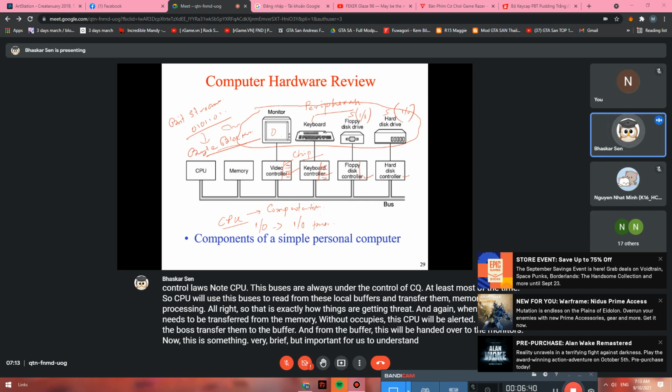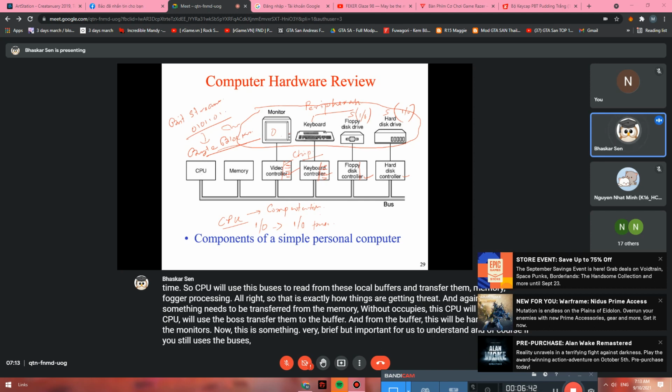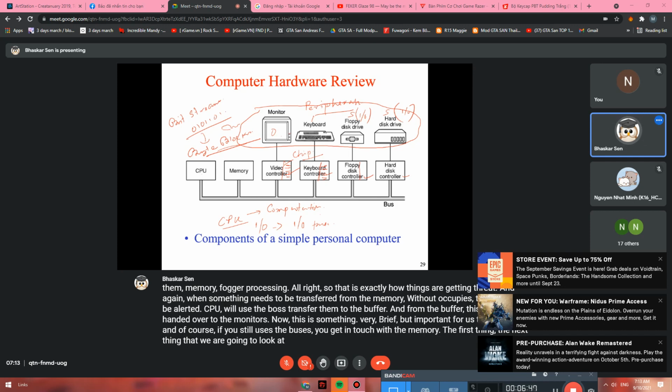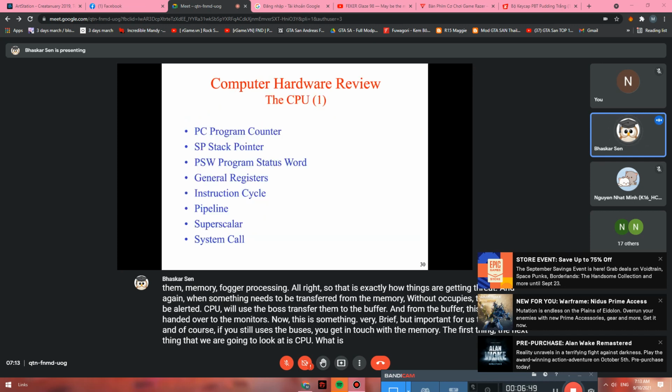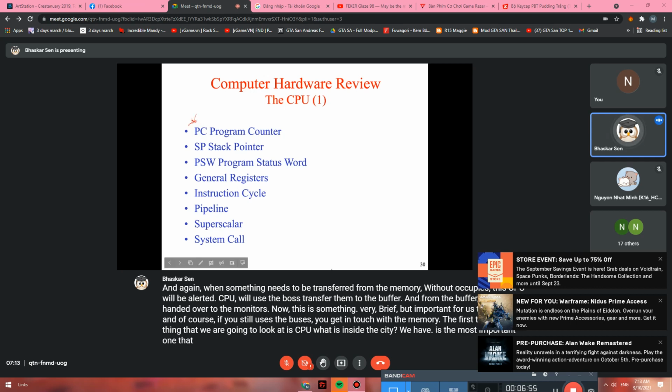And of course, the CPU still uses the buses to get in touch with the memory. So the next thing that we are going to look at is the CPU. What is inside the CPU? We have, this is the most important one, the component that basically reads the instructions. We call it the PC, or program counter.